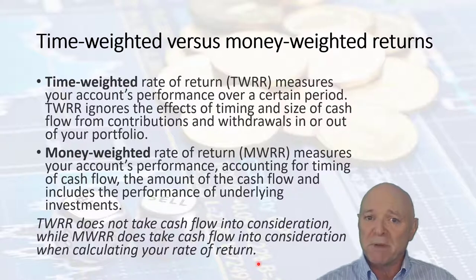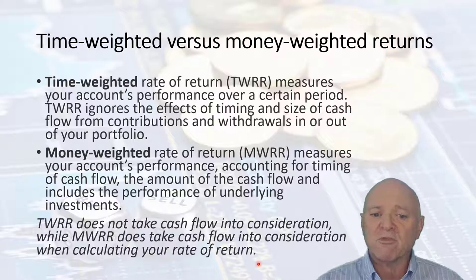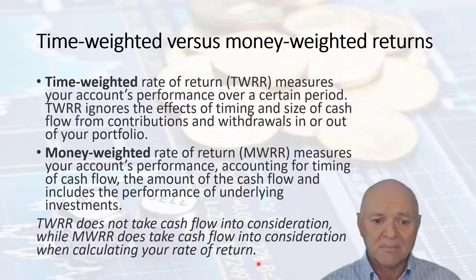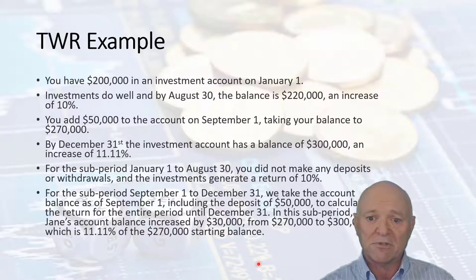Time-weighted essentially measures the account's performance over a certain period, ignoring the effect of timing and the size of different cash flows from contributions and withdrawals. The money-weighted rate of return measures your account's performance accounting for the timing of those cash flows, the amount of the cash flow, and includes the performance of the underlying assets. So time-weighted rate of return does not take into account those cash flows, while the money-weighted rate of return does. It sounds like time-weighted is a little bit easier, so we'll take a look at that one first.